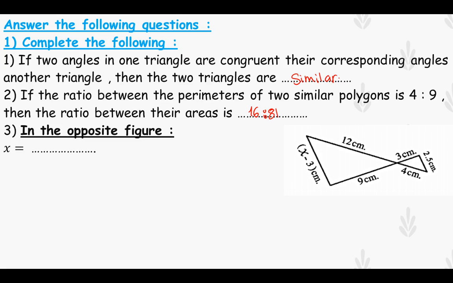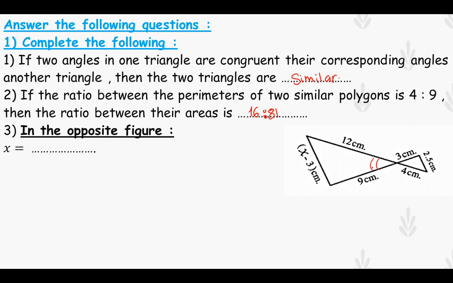Here, for the two triangles, I have to prove that they are similar. I know all three sides of the first triangle, but I don't know all the sides of the second triangle, so I can't use the similarity second case. But here you can solve this example by similarity second case.